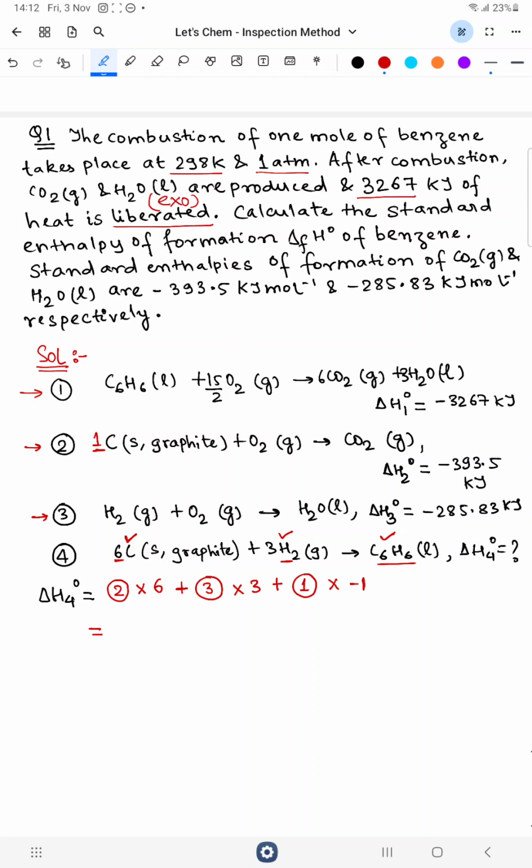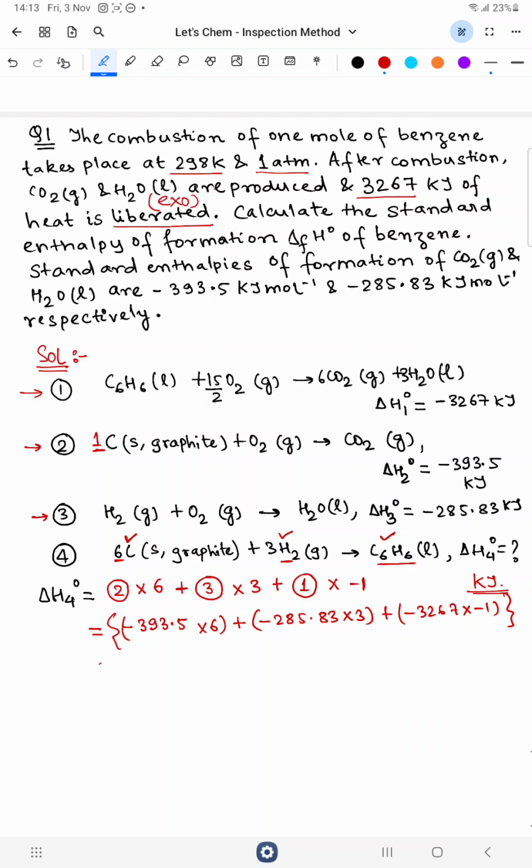For example, for reaction 2: minus 393.5 into 6, plus third reaction into 3: minus 285.83 into 3, plus first reaction: minus 3267 into -1. This is your answer, in kilojoule.